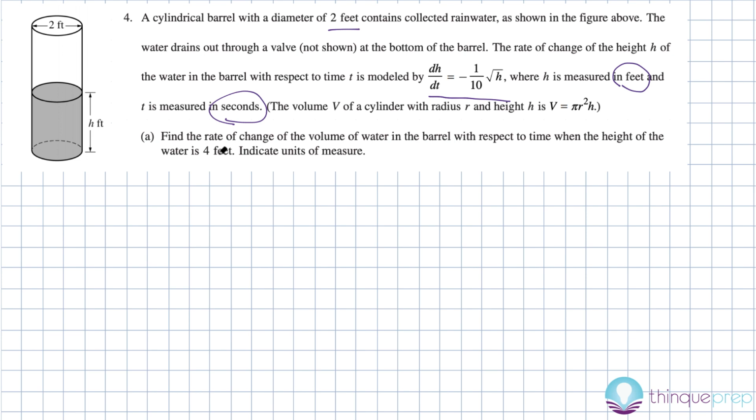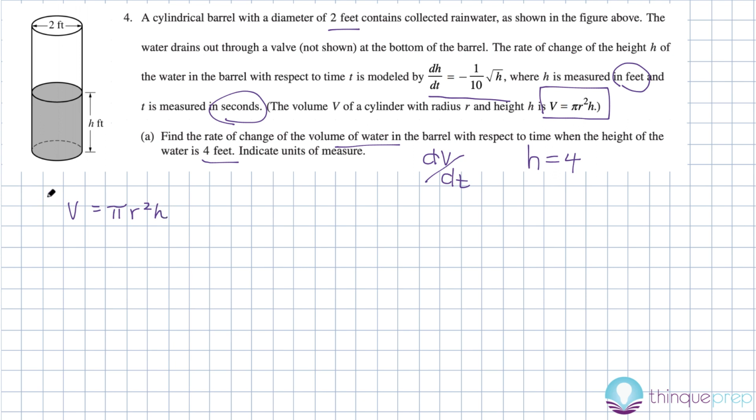Part A asks us to find the rate of change of the volume of water in the barrel with respect to time. That's actually dV/dt when the water is 4 feet. So we know that h is just equal to 4. In order to do this problem, we're going to start off with this volume formula that they give us. So we know that volume is equal to pi r squared h.